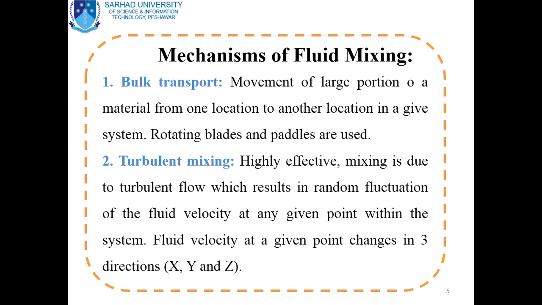The second mechanism of fluid mixing is termed turbulent mixing, which is a highly effective mechanism of liquid mixing and results from turbulent flow. Turbulent flow results in random fluctuation of the velocity of the fluid at any given point within the system. This random fluctuation of fluid velocity is responsible for the high effectiveness of this mechanism. Fluid velocity at a given point changes in three directions, the three dimensions x, y, z.